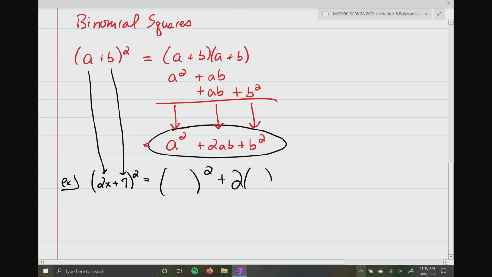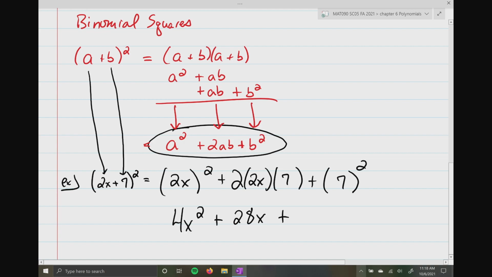First, you know me, I like to put parentheses before I substitute. Now, wherever I see the letter A, I'm going to write 2x. Wherever I see the letter B, I'm going to write a 7. So the only thing I have to do now is just simplify. The quantity 2x to the second power is going to be 4x squared, plus 2 times 2 is 4, 4 times 7 is 28x, plus 7 to the second power is 49.